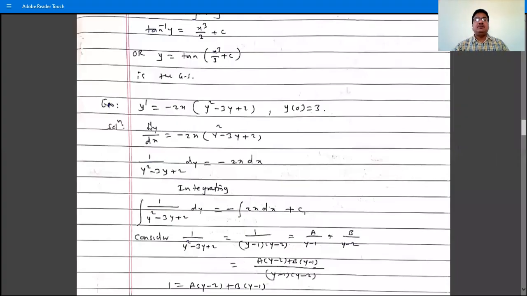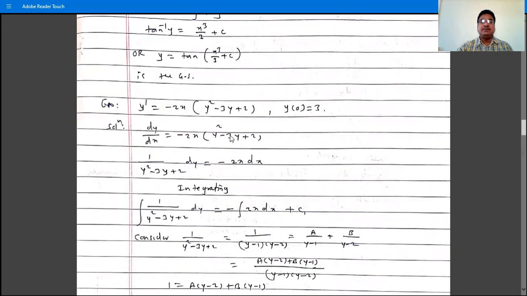Next example, on the variable separable form: y dash is equal to minus 2x times (y square minus 3y plus 2), y(0) is equal to 3. That is why I have to find the particular solution. First, we have to find the general solution. So y dash is what? dy by dx is equal to minus 2x in bracket y square minus 3y plus 2.